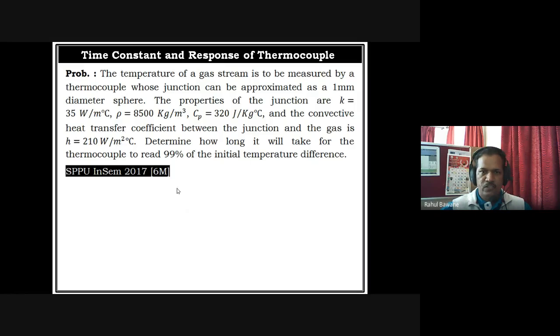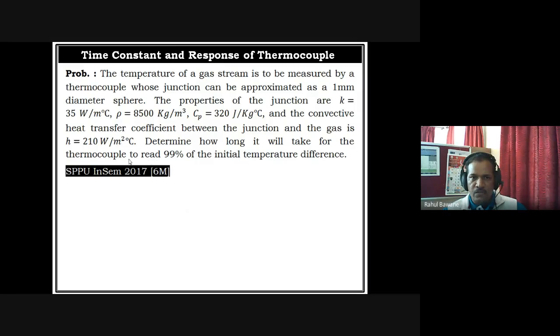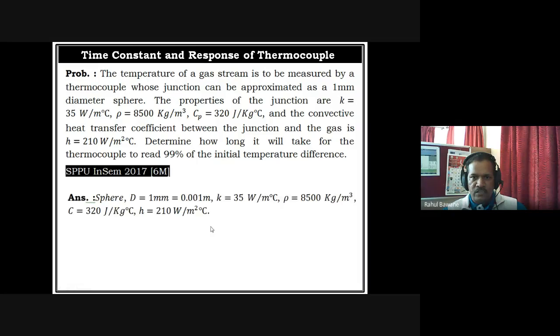Remember, we just saw 63.2% of the initial temperature difference. Whatever time is required is known as the response of the thermocouple. But in this particular numerical, it is asked what will be the time if we expect it to read 99% of the initial temperature difference. As this system is under lumped heat capacity analysis, firstly we have to prove that this particular problem can be assessed under lumped heat capacity analysis only.